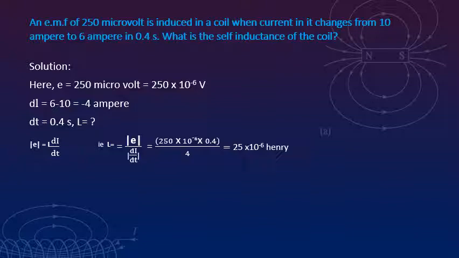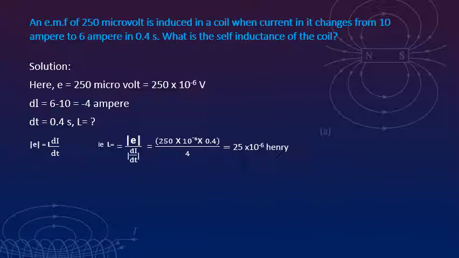The next question is, an EMF of 250 volt is induced in a coil when current in it changes from 10 ampere to 6 ampere in 0.4 seconds. What is the self-inductance of the coil? So, it is given that induced EMF E is equal to 250 microvolt, that can be written as 250 into 10 raised to minus 6 volt.